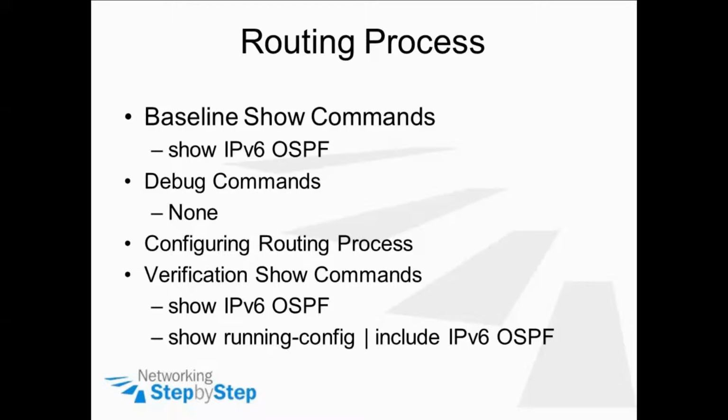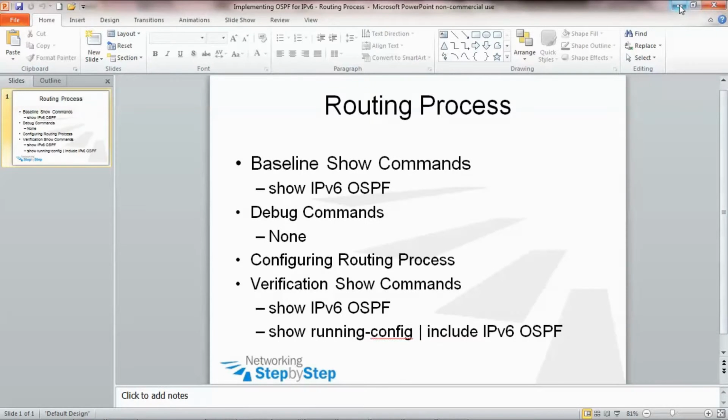In this video cheat sheet, I will be configuring the OSPFv3 router process. I will start off with the baseline show command, show ipv6 ospf, to display the general information about OSPFv3 routing processes. Then I'm going to configure the OSPFv3 router process. Finish with the same baseline command, show ipv6 ospf, and show running-config to see what changed.